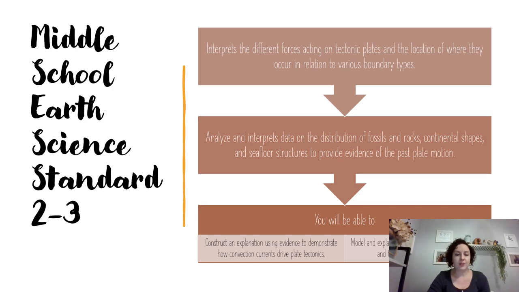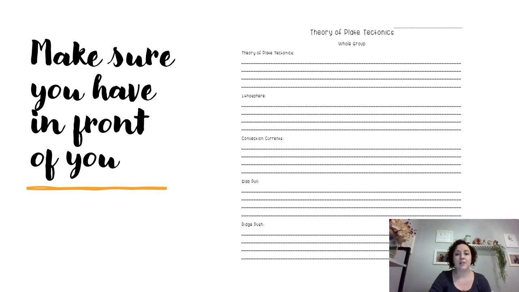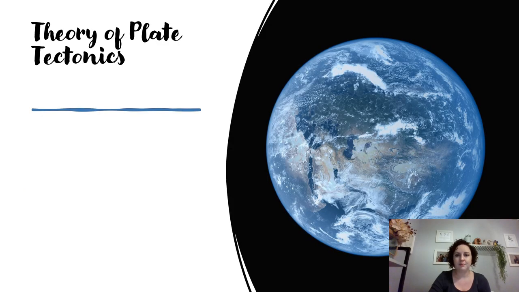So, still working with middle school earth science standard 2-3. Basically, by the end of this, you should be able to construct an explanation using evidence to demonstrate how convection currents drive plate tectonics, but also model and explain the theory of plate tectonics using things such as fossils and continental shapes and things like that to support your claim. So make sure you have this in front of you. It is a lot of terminology, but I figured going over terminology this way rather than just saying, hey, have fun, would be a lot easier.